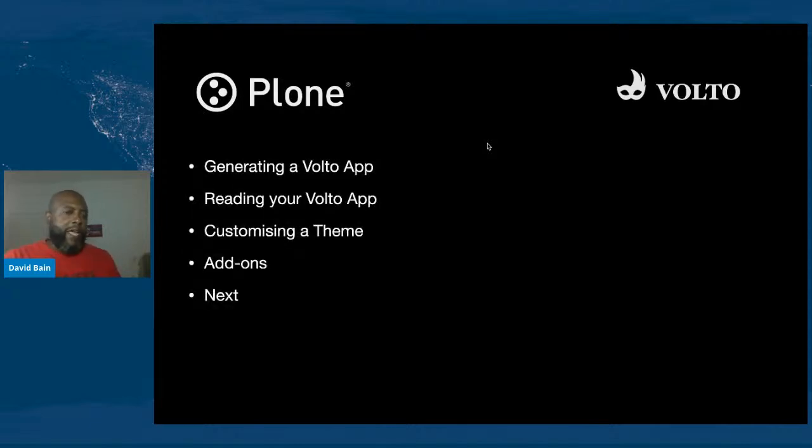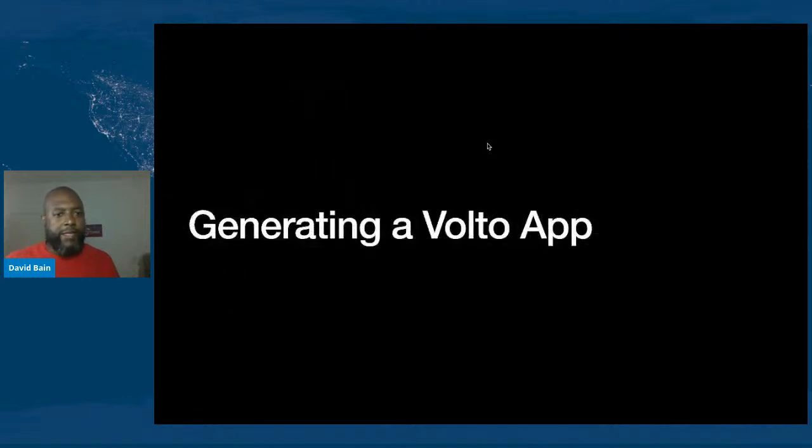I'm going to try and cover these points. Generating a Volto app. I think it's important that you know how to read a Volto app in general. And then it's going to get interesting. We're going to see if I can at least show you. I'm going to cheat. I'm going to show you a customization that I did before. And we'll talk a little bit about add-ons, and then I'll share what maybe the next steps are after that.